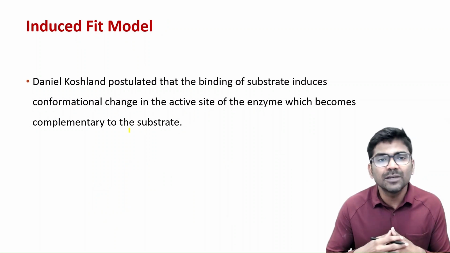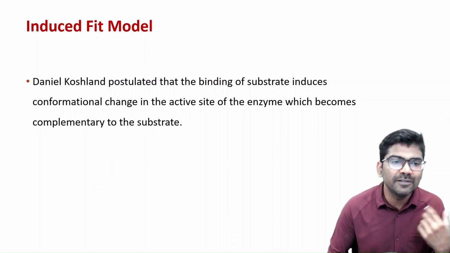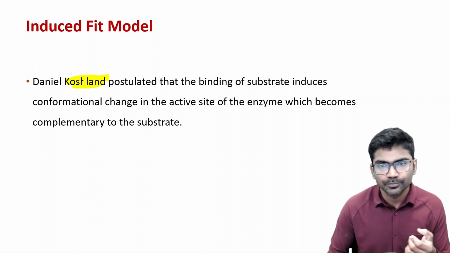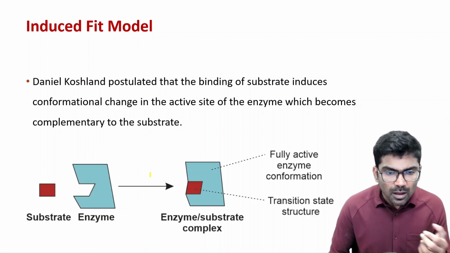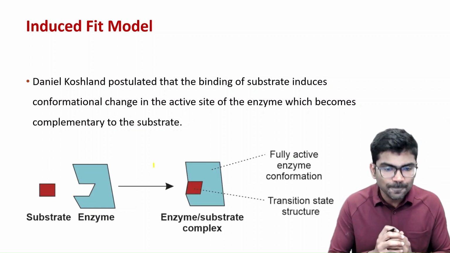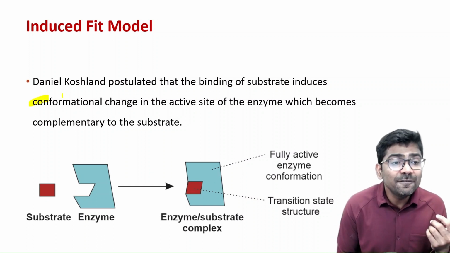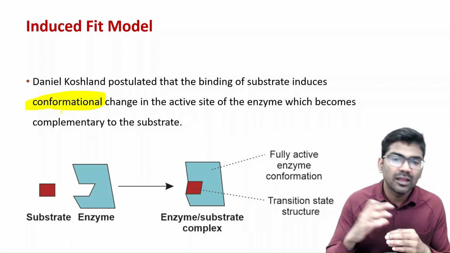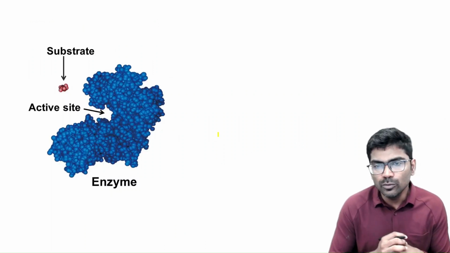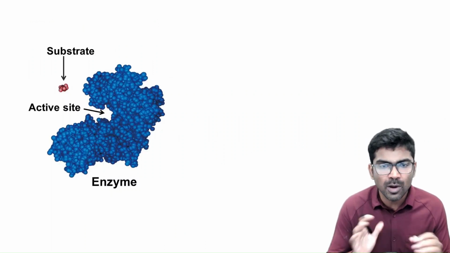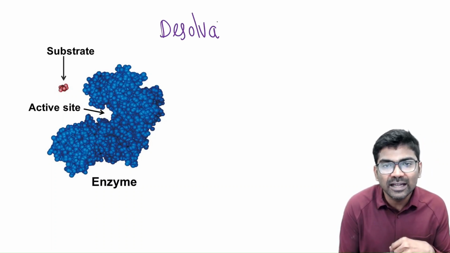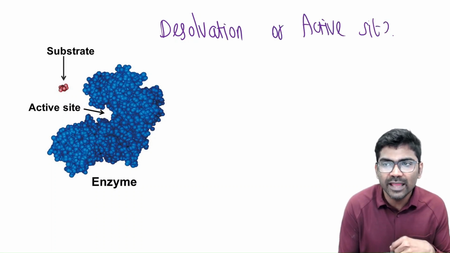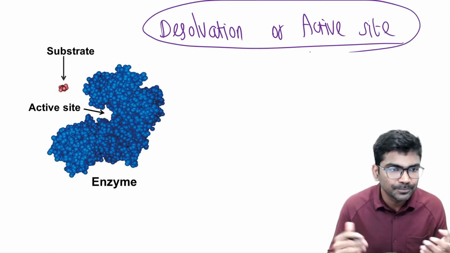So what is the most accepted model? That is the induced fit model of Daniel Koshland. So look at this image. This is your active site and this is your substrate. Binding of substrate induces conformational change in the enzyme. Let me give you an example for induced fit model, also for this desolvation of active site. Remember what is desolvation of active site? Unless water is a reactant, it is always excluded from the active site.